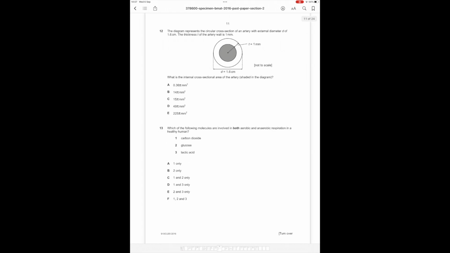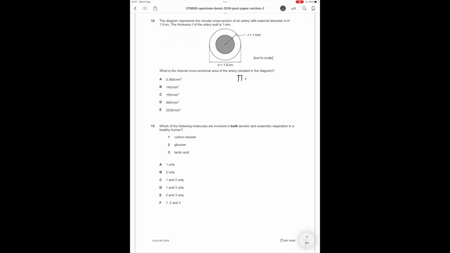Okay. Question number 12. The diagram represents a circular cross-section of an artery with an external diameter D of 1.6 centimeters. The thickness T of the artery wall is 1 millimeter. What is the internal cross-sectional area of the artery? So the area of a circle is going to be pi r squared. So we essentially want the area of the big circle minus the area of the small circle.